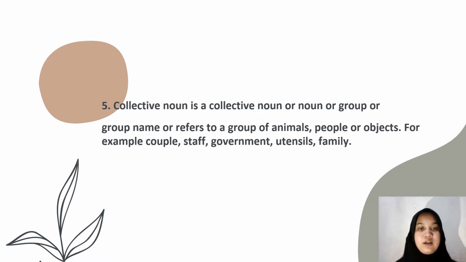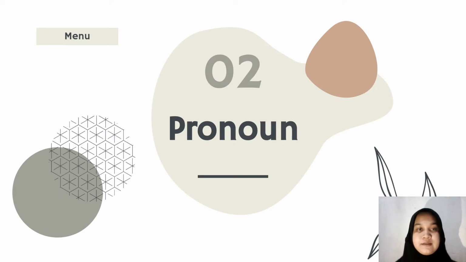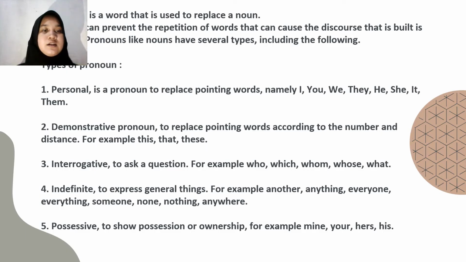5. Collective noun is a collective noun or group name, or refers to a group of animals, people, or objects. For example, couple, staff, government, utensils, and family. Second, pronoun. A pronoun is a word that is used to replace a noun.